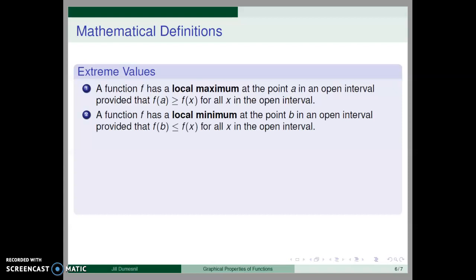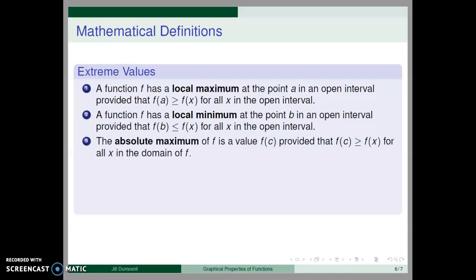Similarly, a function f has a local or relative minimum at a point b in an open interval, provided that f of b is less than or equal to f of x for all x in the open interval. Thus, f of b is the smallest function value on the interval.